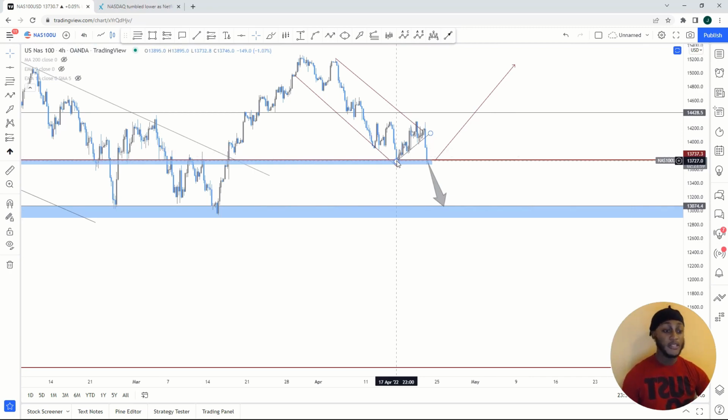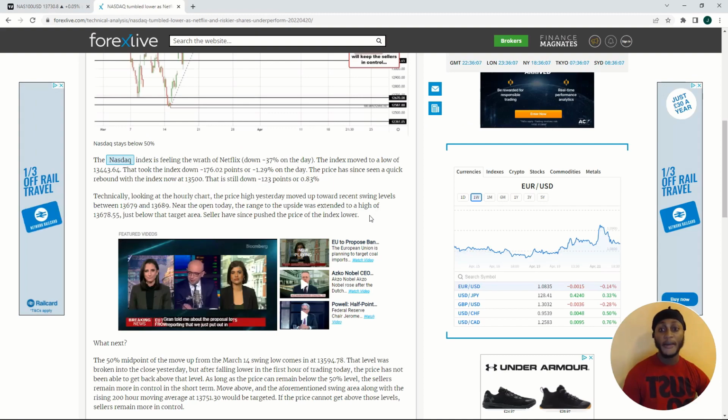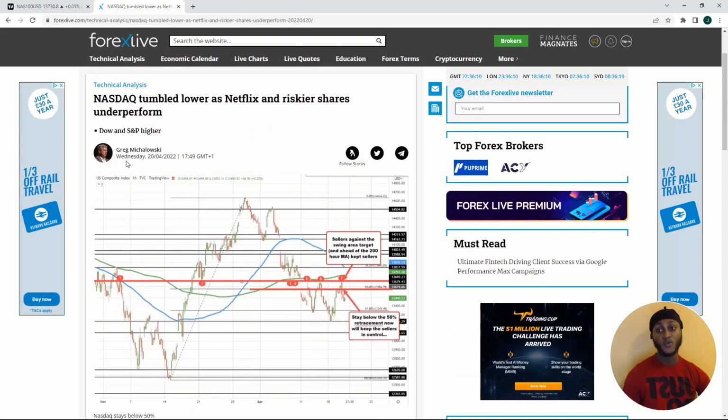Right, so what I'm going to take you through now is the fundamental side of Nasdaq. So if you look at the current fundamental that we had, let's check the date. This was Wednesday. There's so many platforms out there that you can maximize and take advantage of, like looking at your fundamentals and adding them towards your technicals. So Nasdaq tumbled lower as Netflix and riskier shares underperform. Dow and S&P 500 went higher, which is US30. They are saying go higher, but Nasdaq declined, right?